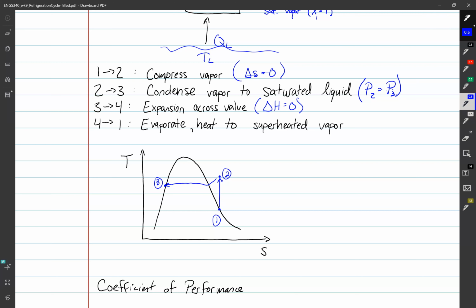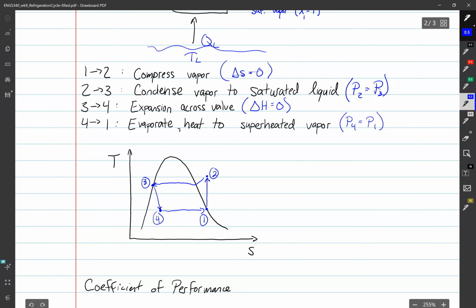Then from 3 to 4, this is the one that's kind of weird. An isentropic process, a delta S equals 0 process, would be a vertical line. A delta H equals 0 process is a little bit of a crooked line. So the ideal refrigeration process doesn't have two delta S equals 0. It has a delta S equals 0, P4 equals P1, 2 constant pressure processes, and then this constant enthalpy process at the valve.